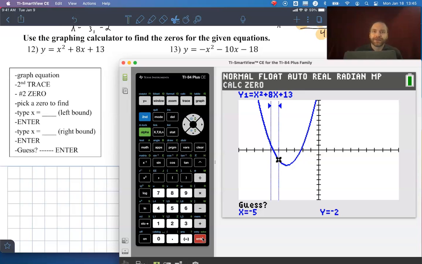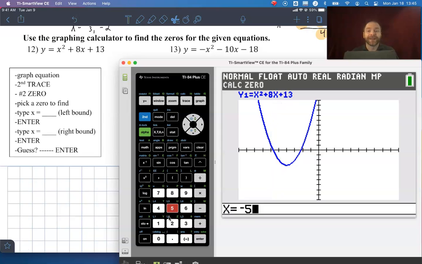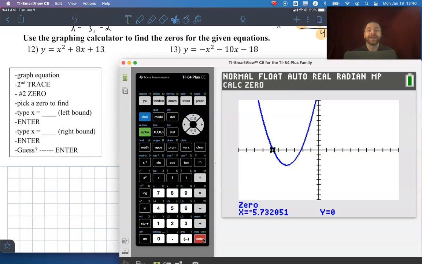Now it's guess. Now here's the hard part. Pick a number between -5 and -6. And the good news is you can be wrong. Like, I know I'm wrong. I'm going to write down -5.5. It's not -5.5. It's closer to -6 than it is to -5. So I know I'm wrong. But the good news is, it doesn't matter. Because if I type in a good guess in between those two dashed lines, it's going to tell me the answer.